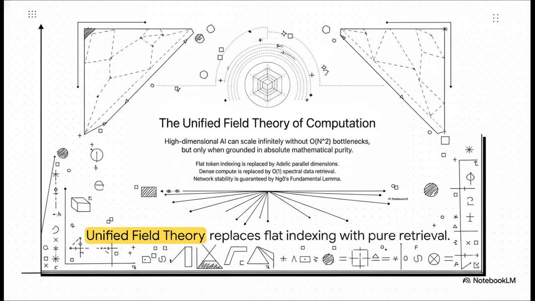Bringing all these structural changes and deep mathematical proofs together, we arrive at a truly profound vision for the future of processing power. This framework heavily suggests that high-dimensional AI can indeed scale infinitely without those hardware-crippling bottlenecks. We are looking at replacing dense, heavy compute with pure, instantaneous O(1) spectral data retrieval. Flat token indexing gives way to Adelic parallel dimensions, all secured at their very foundation by absolute mathematical purity.